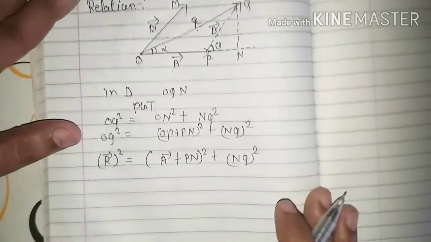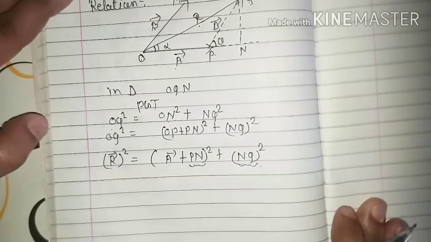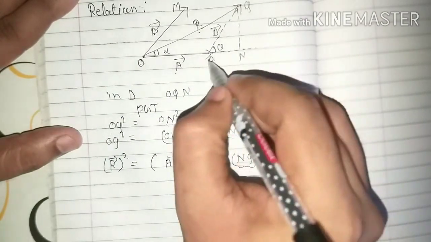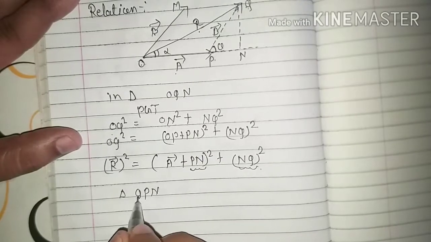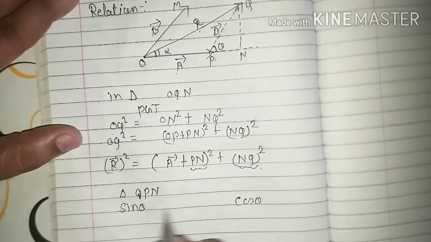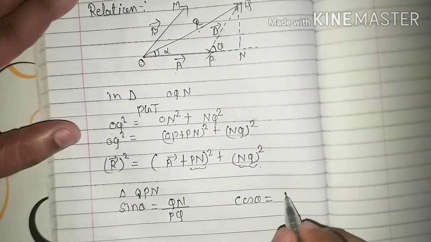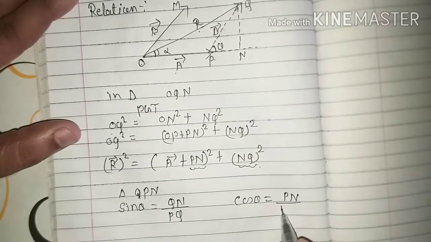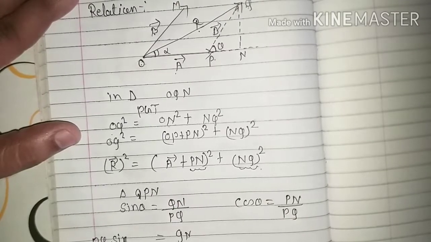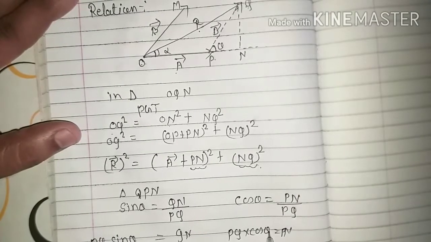So what we need to do now, first of all, we have to find the value of these two segments. For these two segments, what will we do? We will use triangle QPN. In this triangle, once we apply sin theta and once we are going to use cos theta. Sin theta is equal to perpendicular upon hypotenuse, QN upon PQ, and here it is PN upon PQ. So the value of QN will be PQ times sin theta, and on this side the value of PN will be PQ times cos theta.